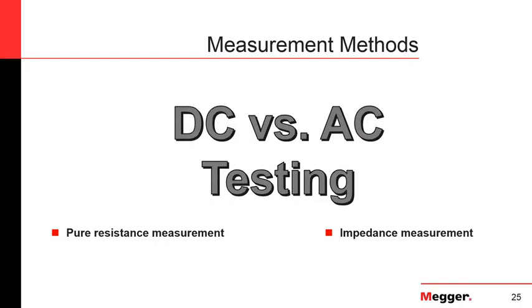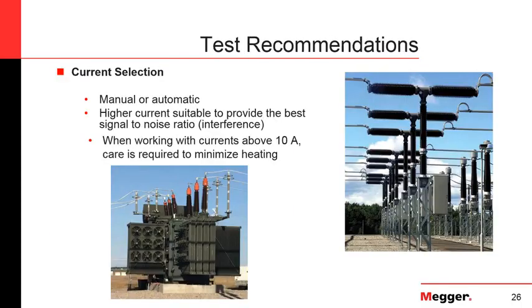Now let's talk about some of the recommendations for proper low resistance testing. First, when choosing the current we're going to use to take our measurements, we should always try to select the maximum or the highest current available based on the rating of the equipment we're testing, and also very important, we should take extra care to ensure the test current does not cause an increase in temperature of the conductor under test, because that change in temperature will influence the resistance measurement we are trying to do.